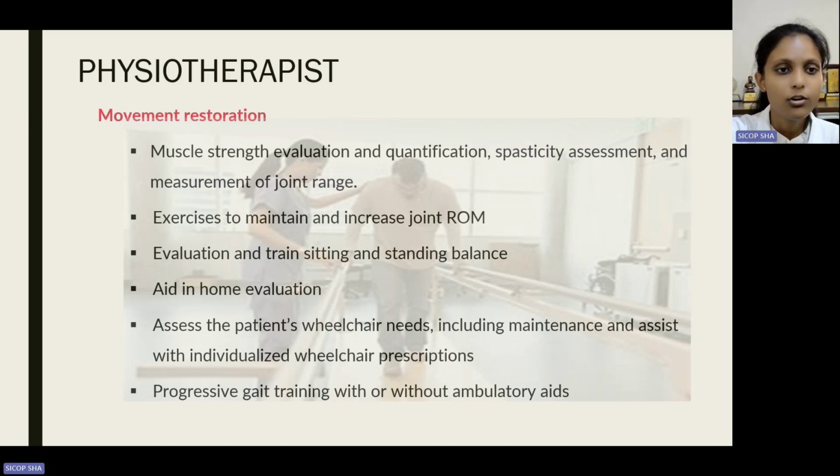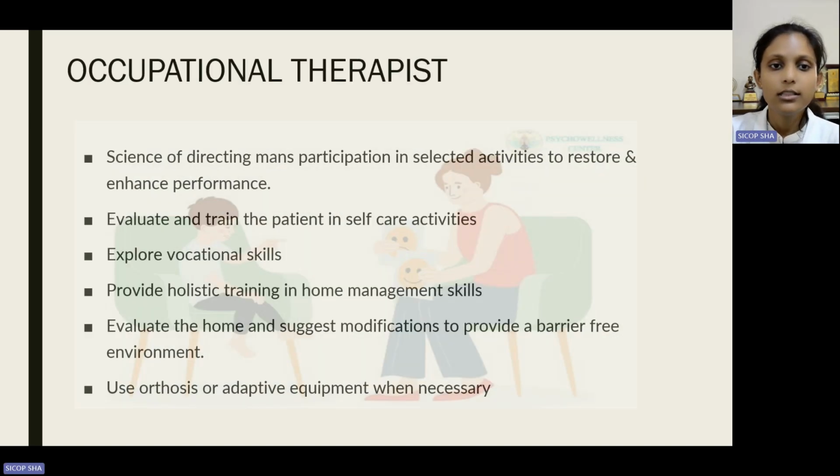Next, moving on towards the occupational therapist. So, this is the branch of science of directing man's participation in selected activities to restore and enhance the performance. That is to make the man again go back to the activities which can restore as well as enhance their performance. They also evaluate and train the patient in the self-care activities. The physiotherapist does the functional rehab. Here, they restore and enhance the performance by doing the activities.